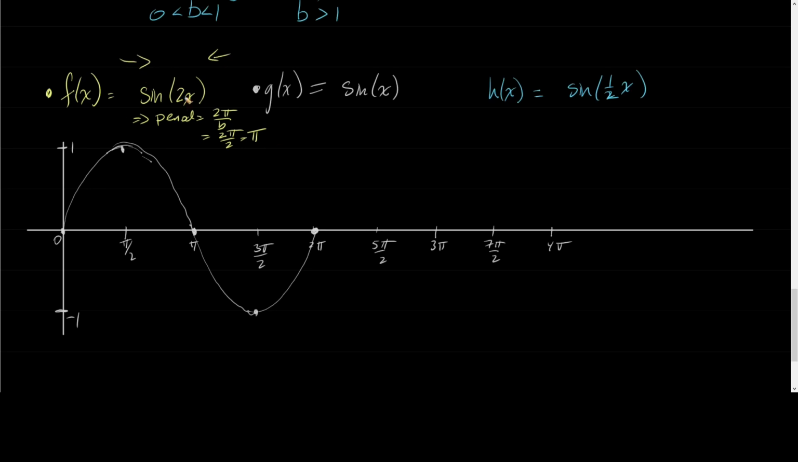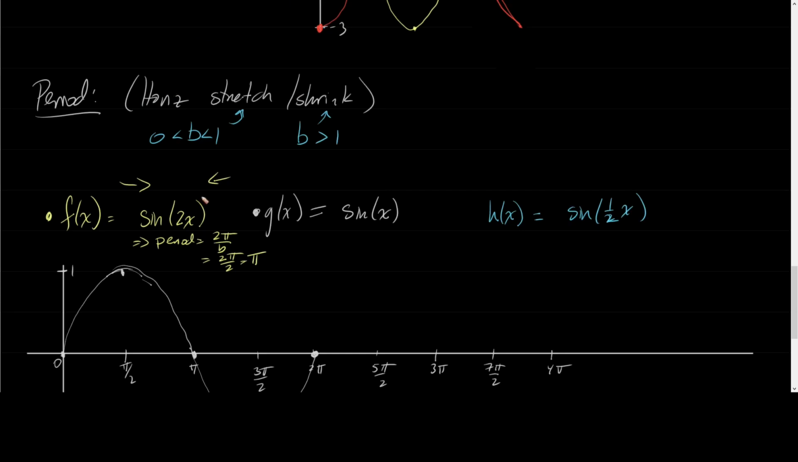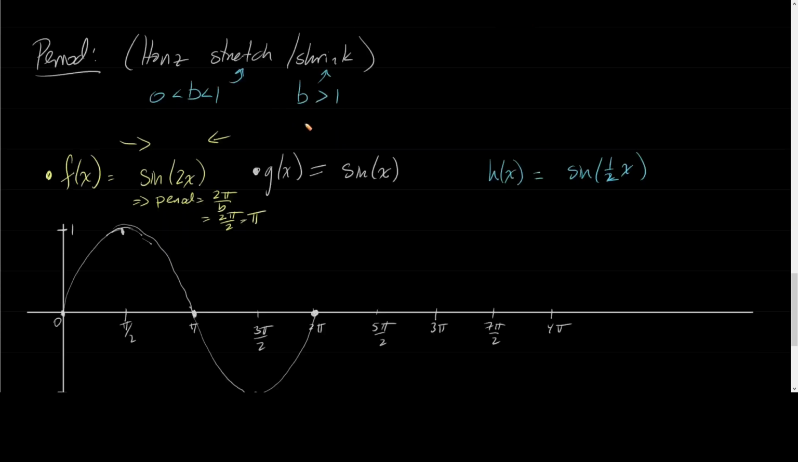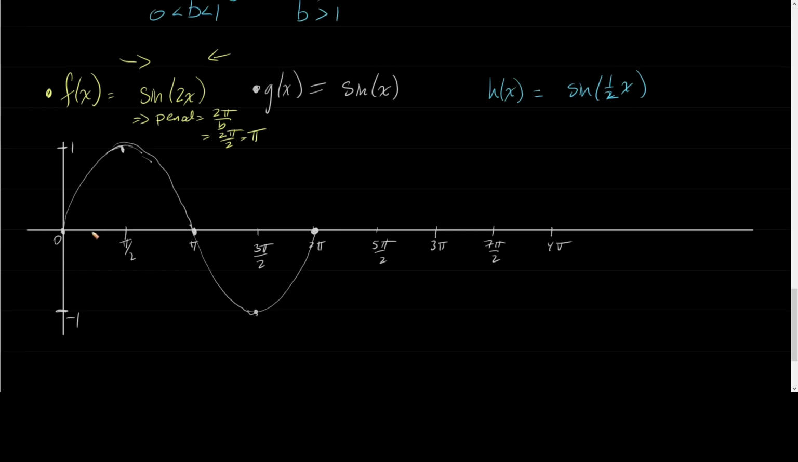Right? Because our b value is bigger than 1. So what does that mean? Well, let's actually add a couple more values here. This is going to be pi over 4 and 3 pi over 4. And what it's going to do is, well, everything's being stretched. It's going to be shrunk horizontally.